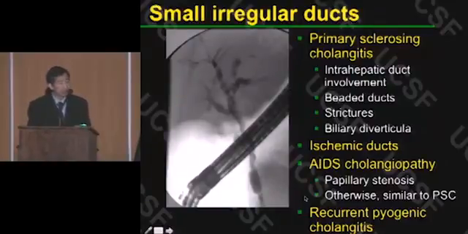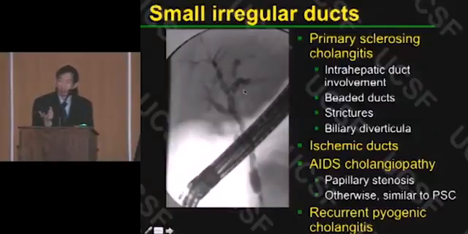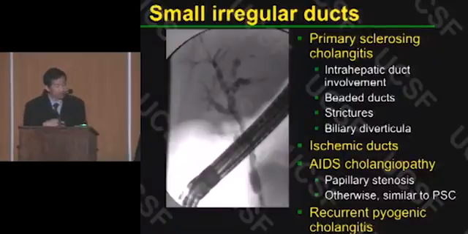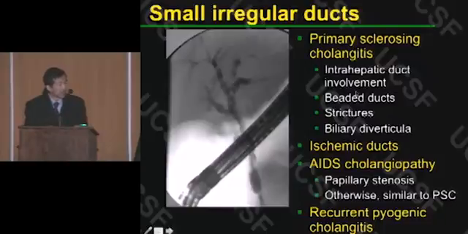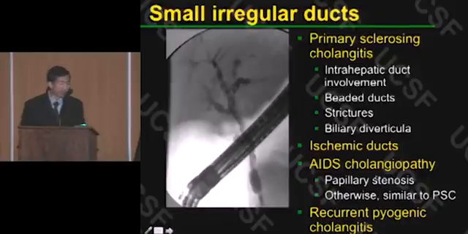AIDS cholangiopathy can also look just like this, except we just don't see that very commonly anymore. We did see it very commonly about 10 to 15 years ago, but now with the multi-drug treatment, we just don't see it very often. And a particular feature is papillary stenosis that occurs with AIDS cholangiopathy, which will be down here, but otherwise it looks very similar to primary sclerosing cholangitis. Papillary stenosis tends to occur in AIDS cholangiopathy, but not the other ischemic or primary sclerosing cholangitis.